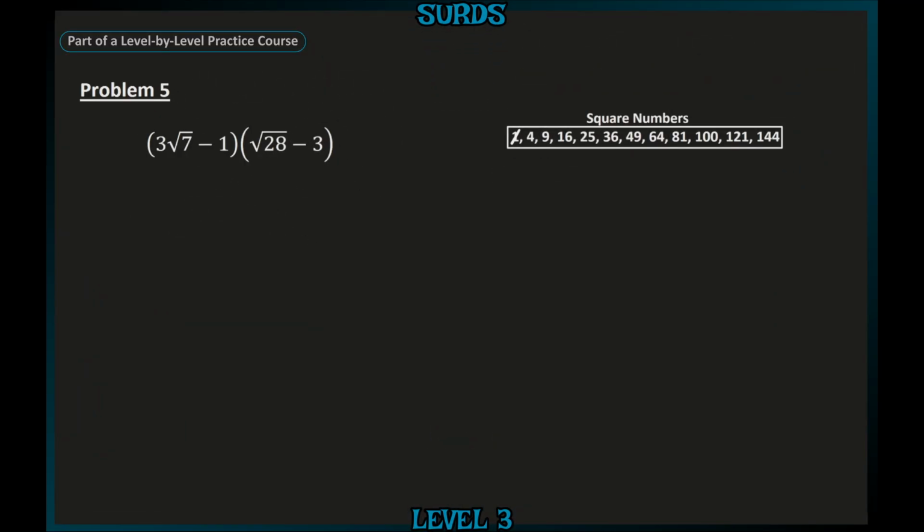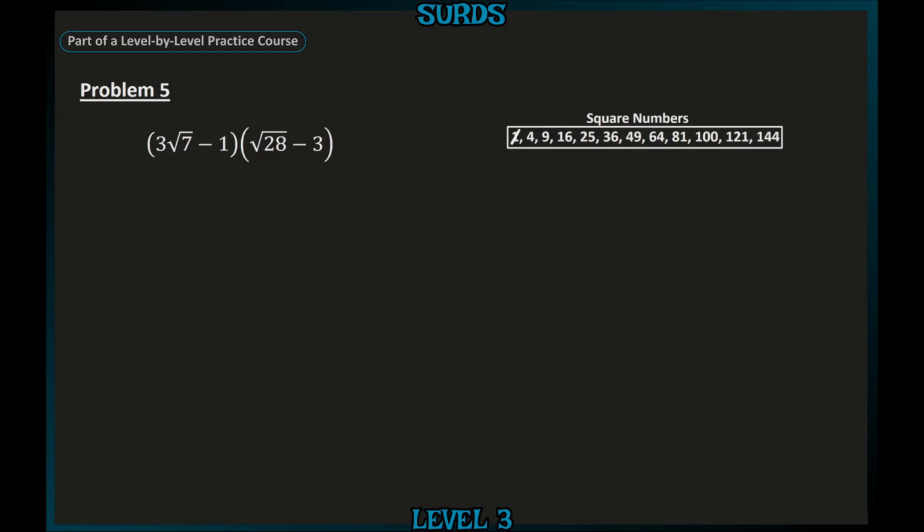In problem 5, we're simplifying 3 root 7 minus 1 multiplied by root 28 minus 3. To simplify this, we need to expand these brackets. And if you'd like some extra support on expanding brackets in general, please take a look at the link in the top right corner now, where you can find a link to my expanding brackets course.